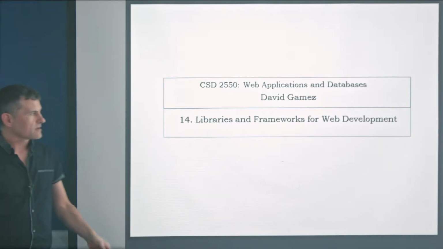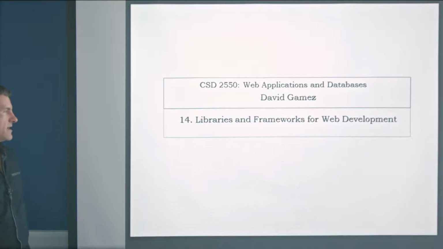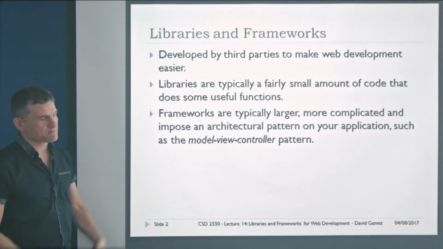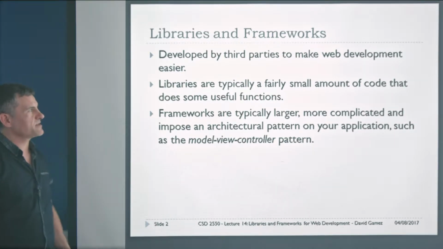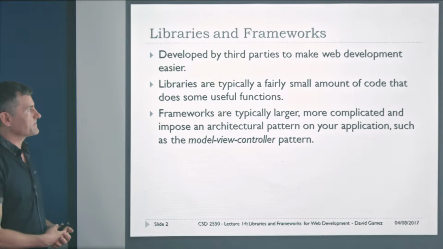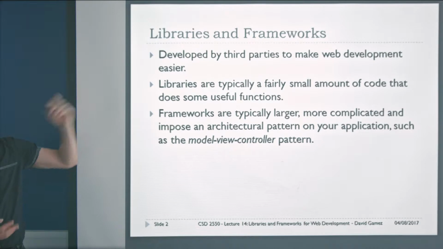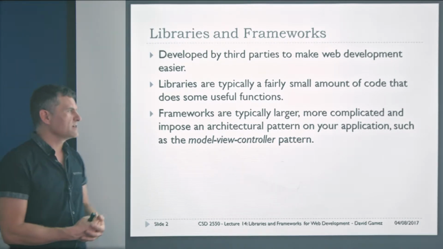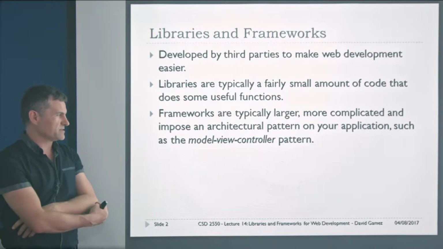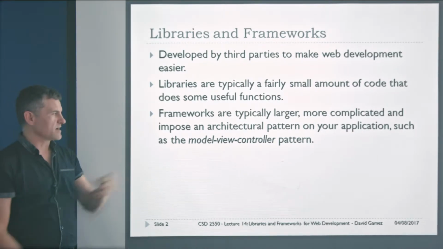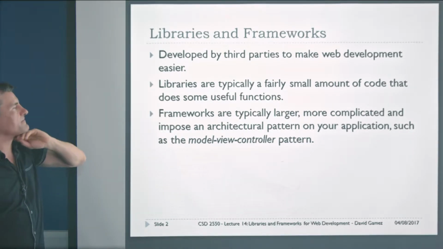Okay, in this lecture, I'm going to cover some libraries and frameworks that can make it much easier to do web development, particularly when you get past a certain scale. There's a bunch of libraries and frameworks out there that have been developed by third parties to make your web development easier. Typically, a fairly small amount of code that does some useful functions is what libraries are. Frameworks are typically larger, more complicated, and maybe impose some kind of architectural pattern on your application, such as the model view controller pattern. So Angular, which I'm going to talk about, is more of a framework, and libraries are more like jQuery and Bootstrap.